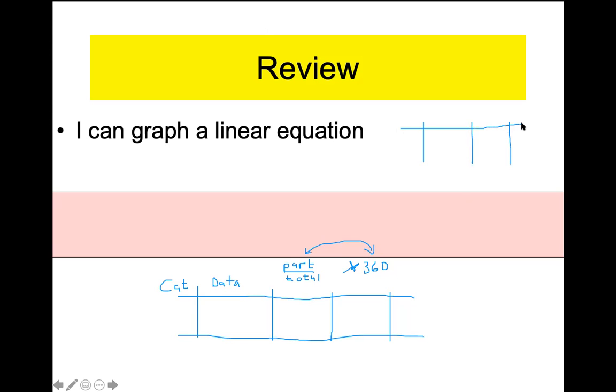It's still going to have the category. It's still going to have the data. But on my table, I'm just going to combine the last 2 together. So the last one will be part over total times 360. That's how I would do it. By the way, the question states, make a circle graph, right? So you're going to be making 2 circle graphs tonight for homework.